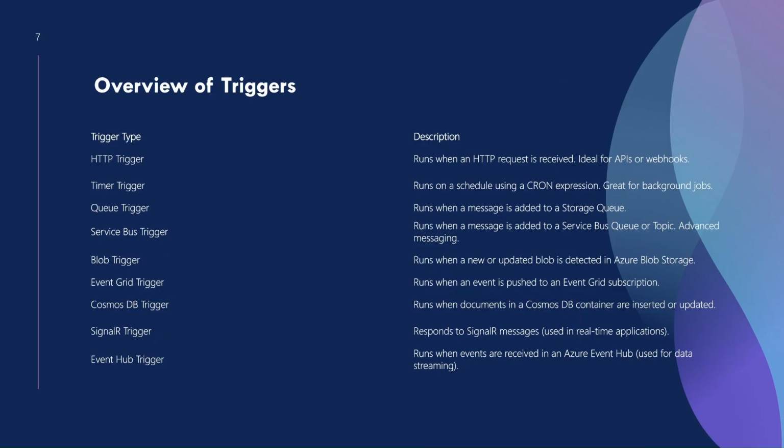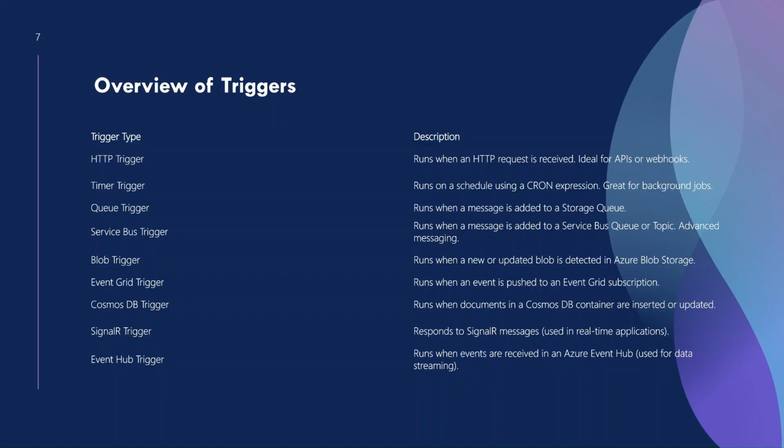First is the HTTP trigger. Think of this like an API endpoint. You can build lightweight serverless REST APIs using this trigger. Very useful for CRUD operations and microservices. Second one is the timer trigger, perfect for scheduled jobs like cleaning up old files every night or sending reports every Monday. Third one is the queue trigger, and fourth is the Service Bus trigger. These are great for communications.